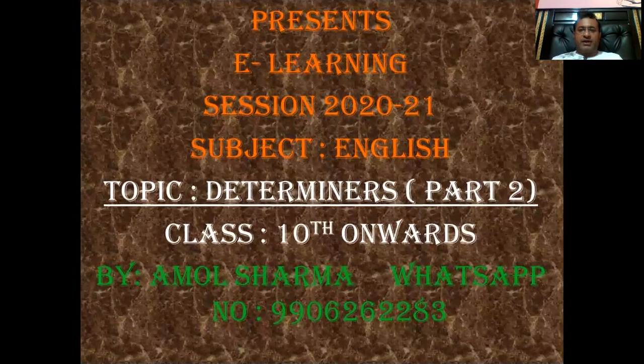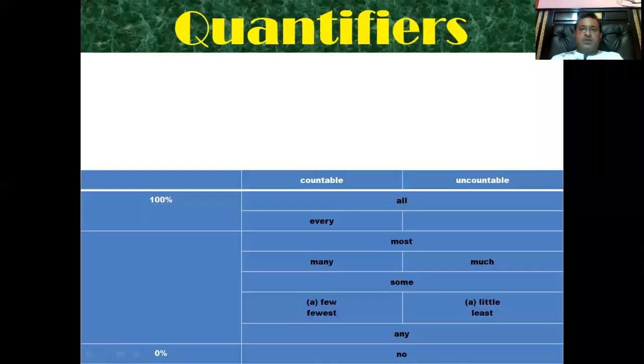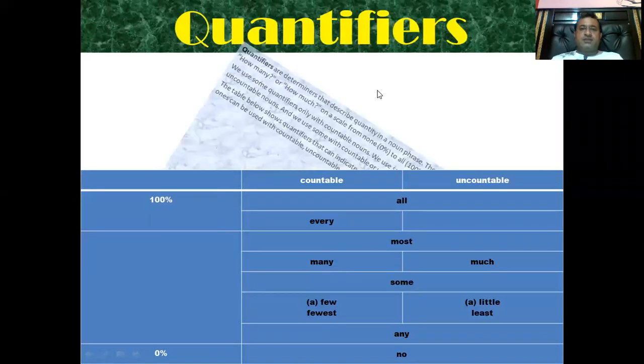Students, today we are going to continue our previous topic, that is determiners. In our previous video, we studied the three kinds of determiners, that is articles, possessives and demonstratives. Now, in this video, we will study the fourth kind of determiner, that is quantifiers. This topic is very important, so you all need to pay attention. Let us see what quantifiers are.